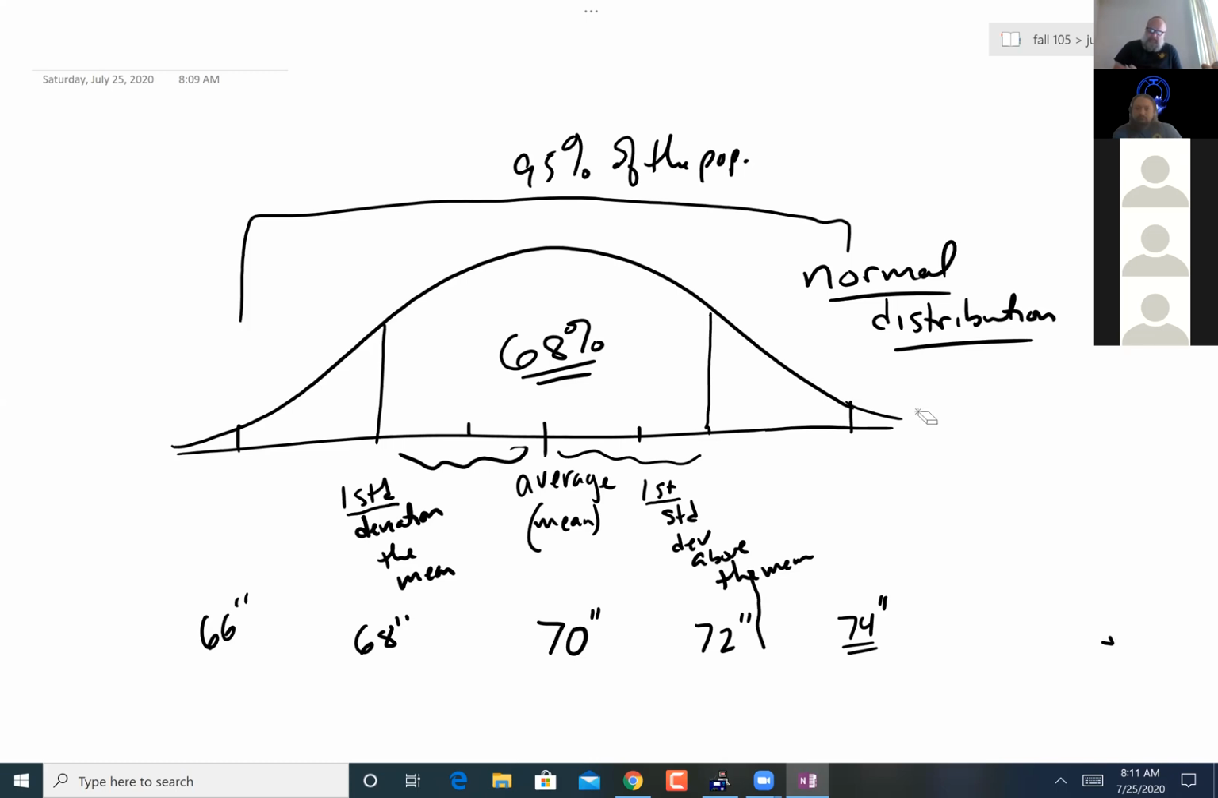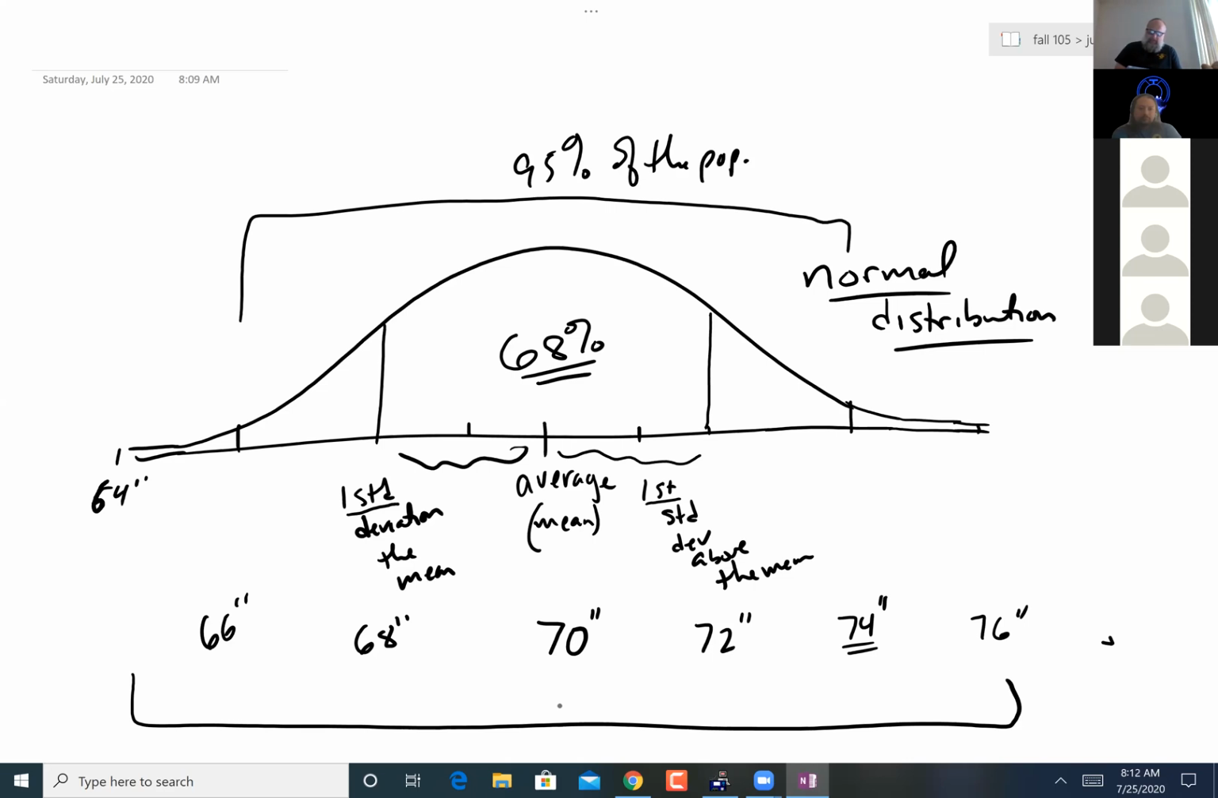Turns out if you go out another standard deviation, which is 6'4" on the top end and 5'4" on the bottom end, that is 99.7% of the population lying between those 2 values, okay?